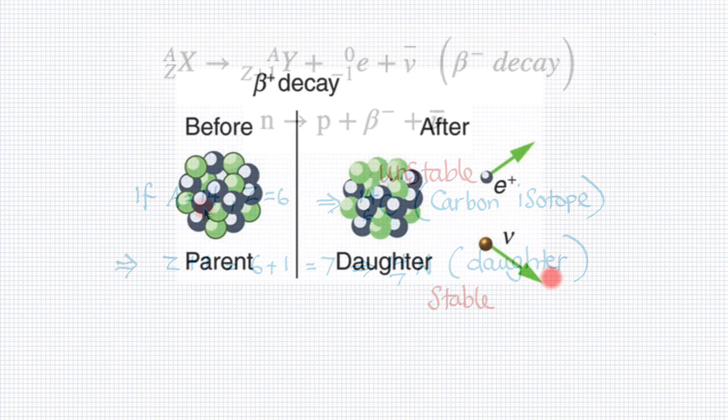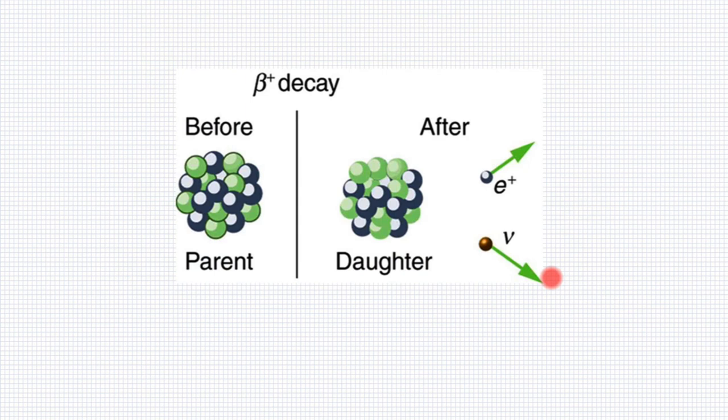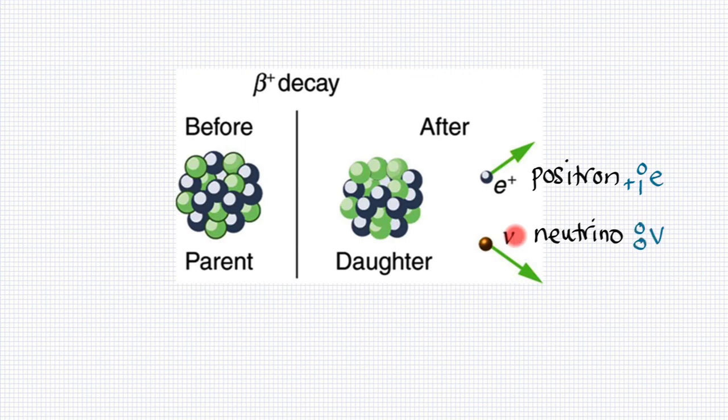Another kind of beta decay is beta plus decay, which means there is the release of a positive quark or a positron. So we call this a positron, and also a neutrino is released. Now the nuclear symbols that we use, 0 positive 1 electron, so there's your electron, but it's positively charged, making it a positron, and 0 0 neutrino.